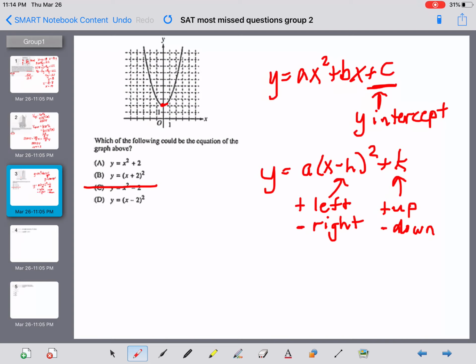So since this parabola looked like if it started at 0, 0, it went up 2, I want this one up here, which went up 2. This one would have gone left 2. And this one down here would have gone right 2. And this one that we already crossed off would have gone down 2. So if you know your vertex form, this could be a 10-second problem because you know which way that equation reads and you go from there.